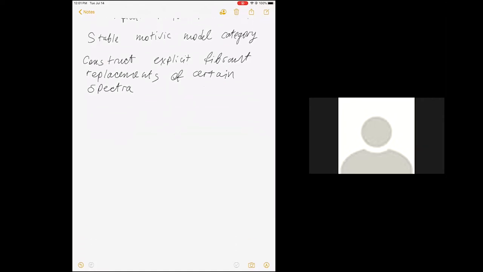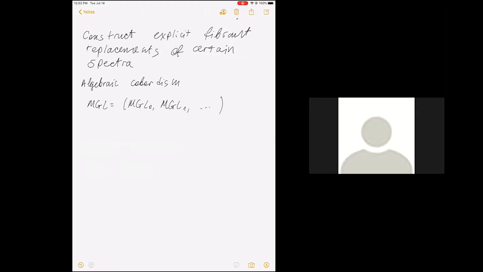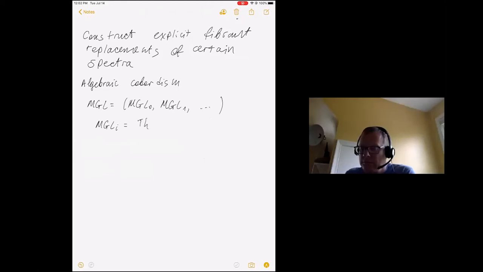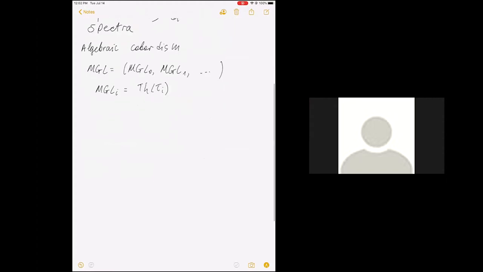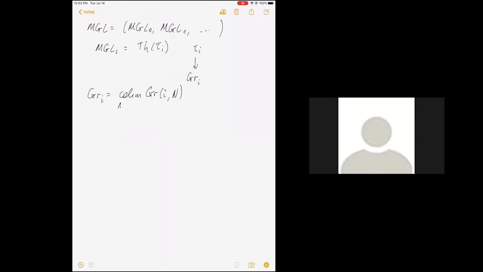The main motivating example is the algebraic cobordism spectrum MGL. That's the spectrum that consists of the spaces which are the Thom spaces of the tautological vector bundles of rank i. So tau i here is the vector bundle over the Grassmannian Gr i, where Grassmannian Gr i is the colimit of Grassmannians of subspaces of dimension i in the space of dimension n when n goes to infinity. So then there is a tautological vector bundle over this Grassmannian, and the Thom space of this tautological vector bundle is the space in the algebraic cobordism spectrum MGL.